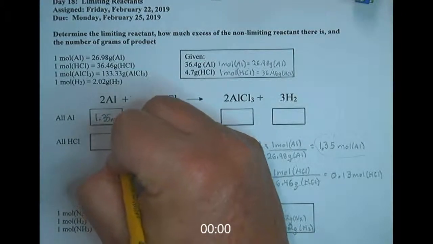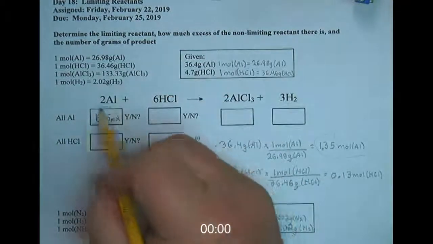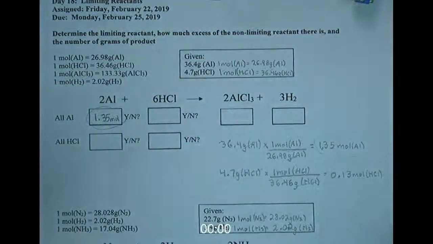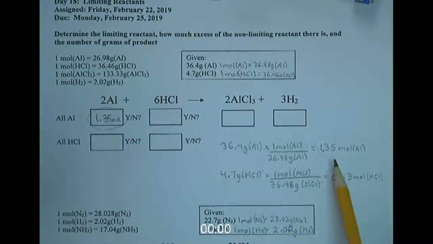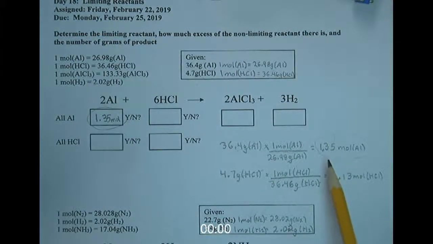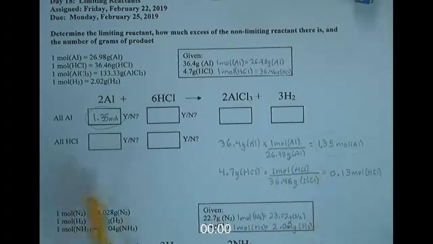And this is moles. Okay, I'm going to circle that because that's an amount we know we have. We were given that amount based on the grams we were given and the conversion. We know we have that many moles. Now, what if we run the reaction so that all the hydrochloric acid is used?